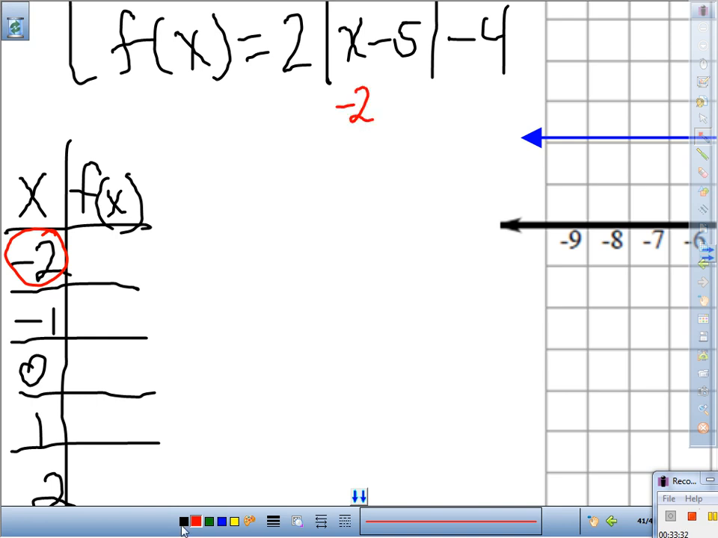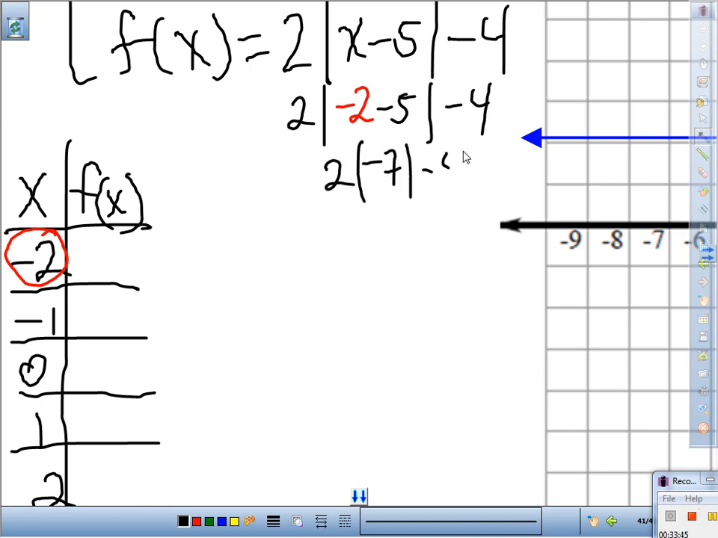-2. So here instead of x, what do I write? -2. I bring down the 2, absolute value, -5, absolute value, -4. What is -2 and -5? -7, absolute value, 2 times that, -4. So at this point, what is the absolute value of -7? 7, and the 2 is doing what? Multiplying. So this is 14 minus 4, which is 10, and that goes right there.